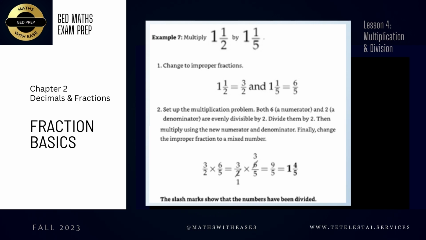And then you just multiply across. 3 times 3 is 9. And 1 times 5 is 5. Okay, and again, top heavy. So you want to divide 5 into 9 one time. You're left with 4. 9 minus 5 is 4. So you're left with 4 parts of 5, okay? And the slash marks, again, are just an indication that we're dividing.